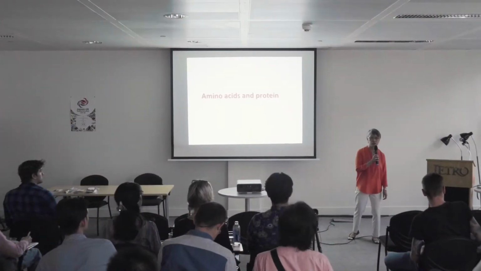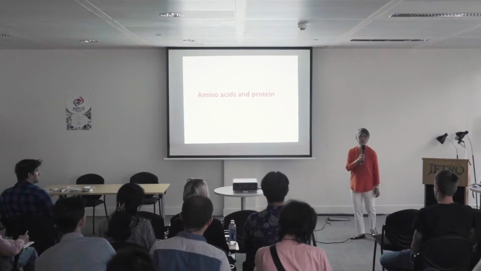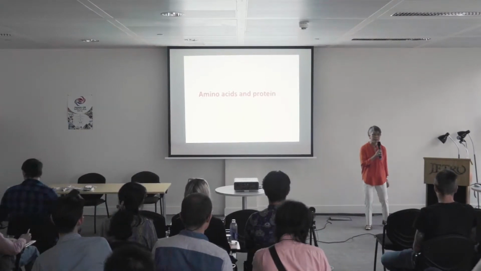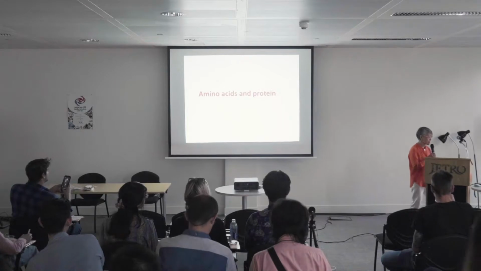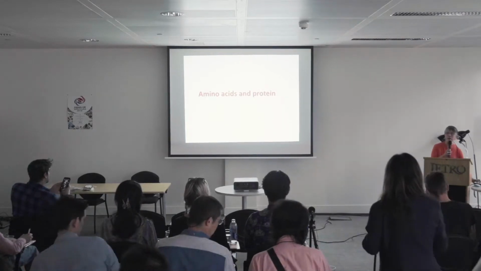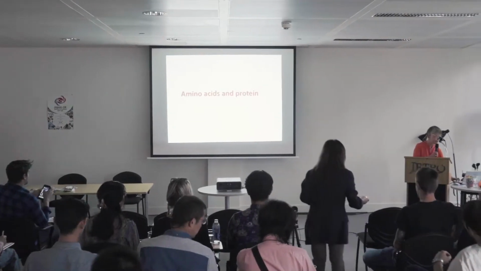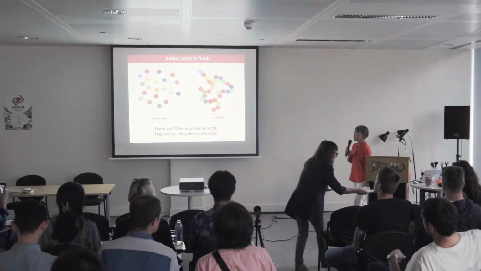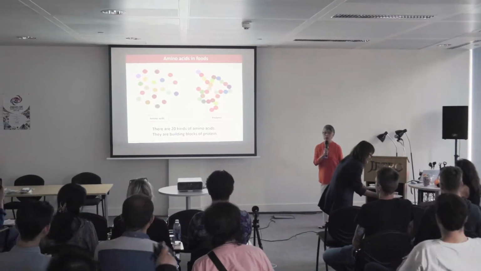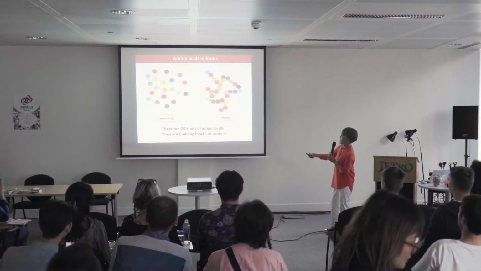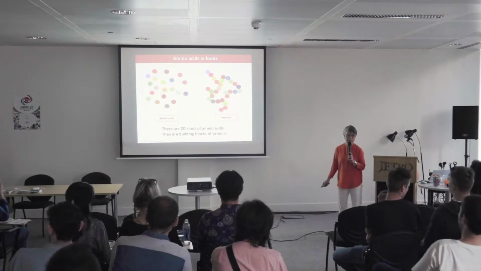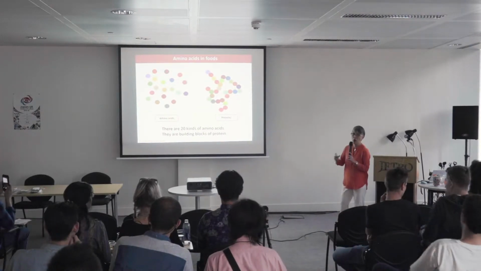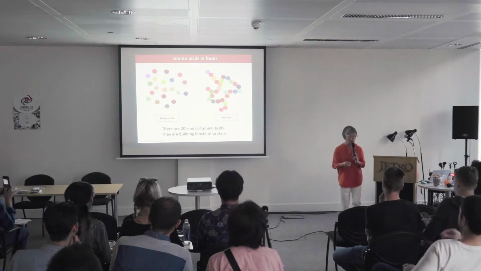I would like to introduce amino acids and protein. Both amino acids and protein are very important parts of living organisms and impart taste. The left side of the slide shows amino acids. The right side shows protein. Protein is a long chain of amino acids, and there are 20 different kinds of amino acids in protein.